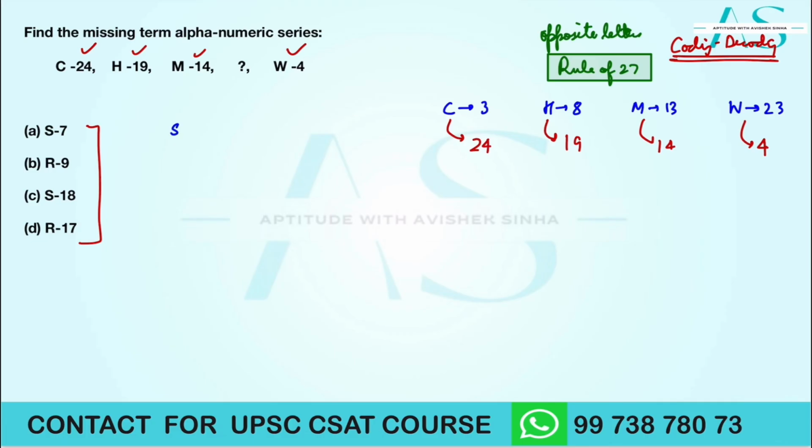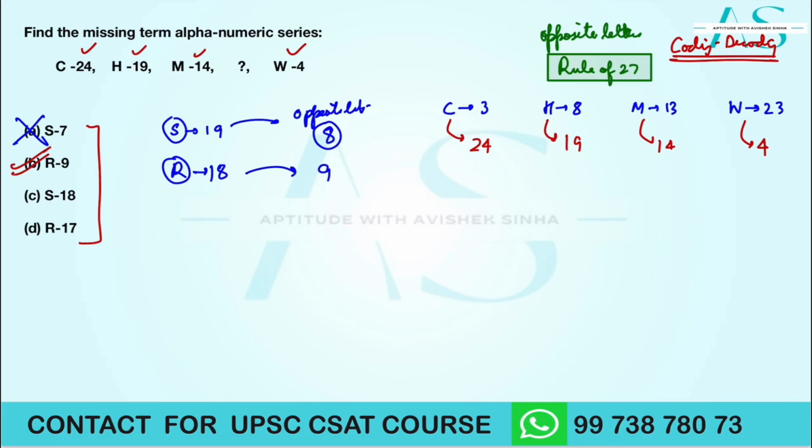S is positioned as 19. So what will be the opposite code for 19? 27 minus 19 is actually 8. So S and 8 should have been the code. But here it is S and 7, so this is not it. For R, it is positioned at 18th and the opposite will be 9. So R and 9 should be the code. Yes, this is actually fitting in. Here S as 18, no, this is wrong. This is also false.